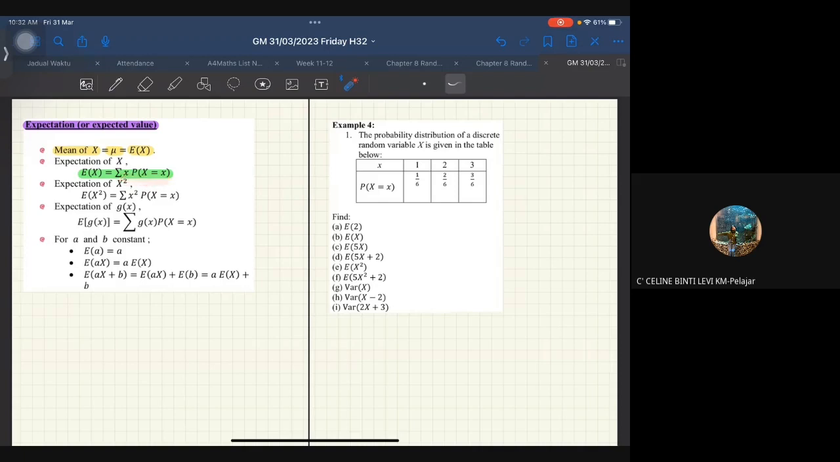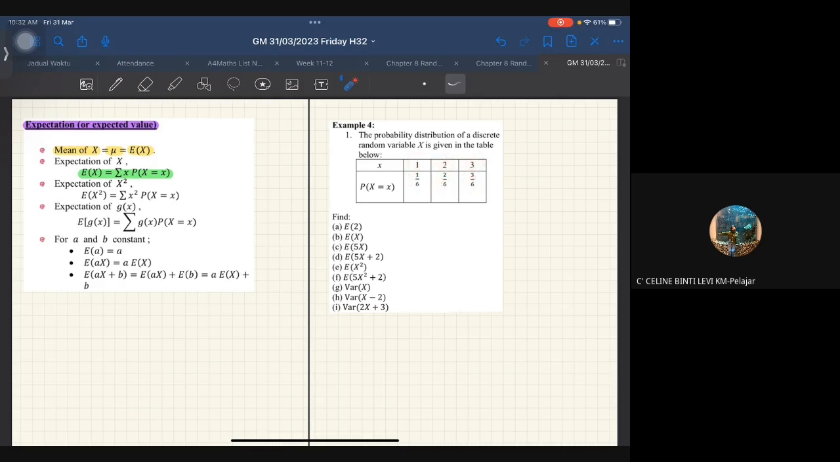Maksudnya dekat sini tengok example 4 yang ada dekat sebelah kanan ni from this table. Macam mana kita nak cari dia punya EX adalah by multiplying each value of X with its probability, and then tambahkan dengan 2 times 2/6 plus 3 times 3/6. So dapatlah jawapan awak berapa nanti. Itu adalah dia punya idea. Kita akan darabkan X dengan probability, darabkan X dengan probability, darab X dengan probability, tambah sahaja.